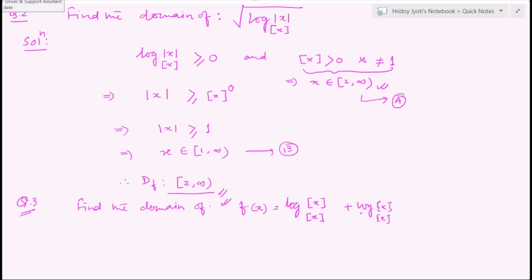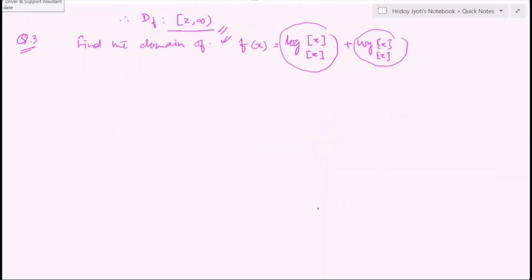So here the answer would be the intersection of the individual domains of these two functions. Okay, so we'll take both separately. For the first function to be defined, the greatest integer function has to be strictly greater than 0 and not equal to 1, obvious. And that will give us x belonging to closed interval 2 to infinity, right?